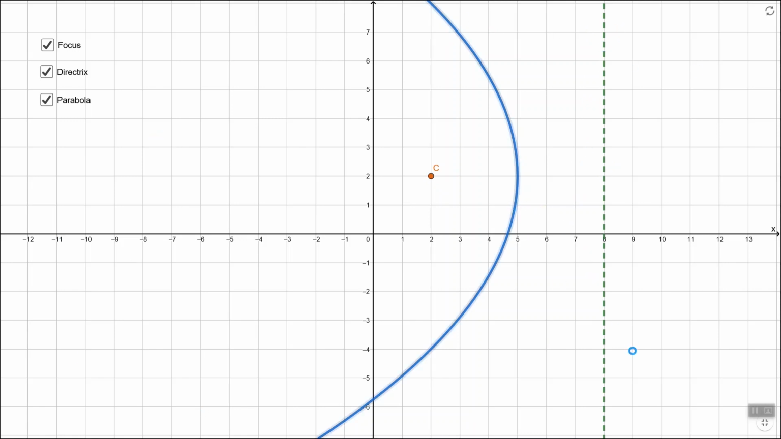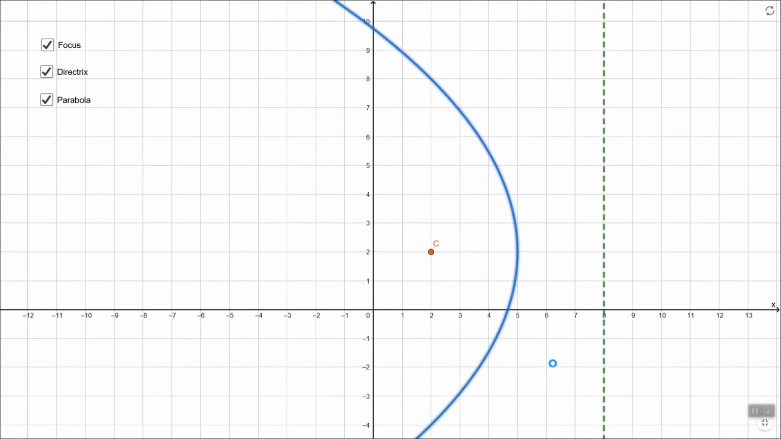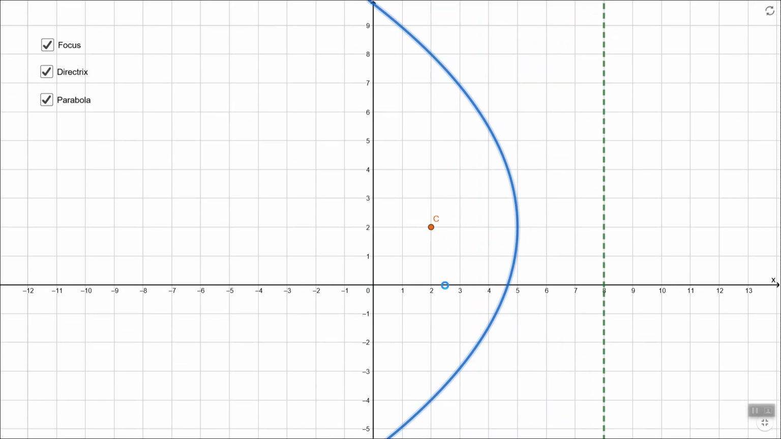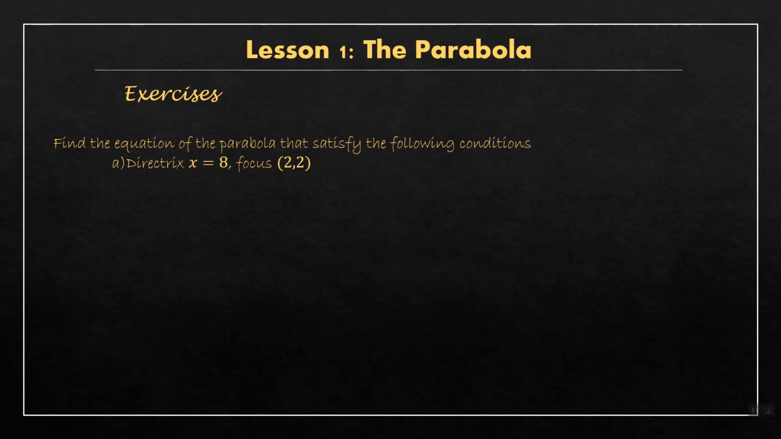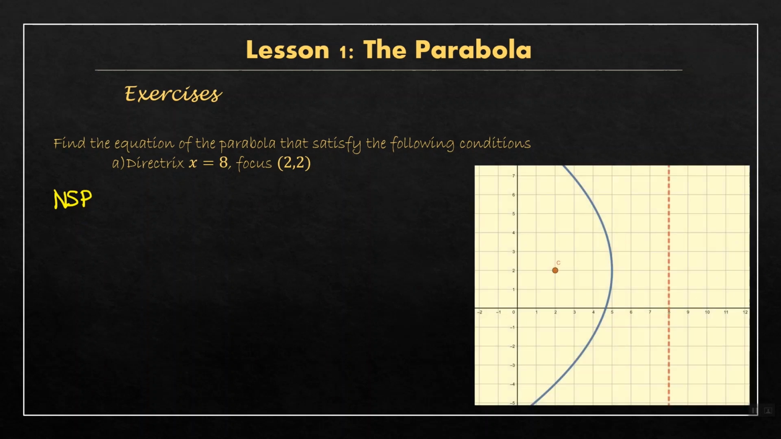This is completely not a standard position, because we don't have this at (0, 0). The focus is not on one of the axes. The directrix is not in the opposite direction, so it's not a standard position. How do we solve a problem if it's not a standard position? So first of all, I should say that this is NSP, not standard position. And this is how it looks when we draw it. The focus is at (2, 2). The directrix is at x equals 8, and that's the parabola itself, the one in blue.